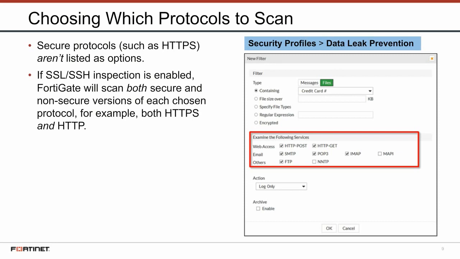In the Examine the Following Services section, choose which network protocol should be scanned. Like other security features, secure protocols aren't in the list of network services that can be scanned. However, if you enable SSL SSH inspection, specifically deep inspection, FortiGate will scan each protocol that you choose and its secure equivalent. For example, if you select the checkbox for HTTP, FortiGate will scan HTTP as well as HTTPS. More information about deep inspection is available in the Certificate Operations lesson. Note, FortiOS carrier models also examine MMS services, MM1, MM3, MM4, and MM7.